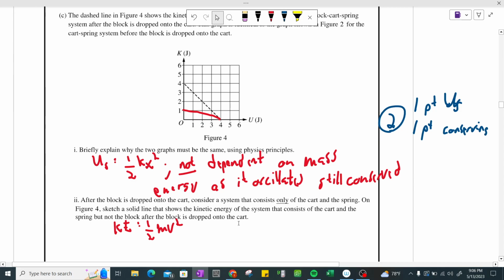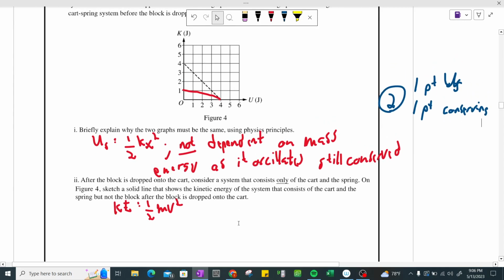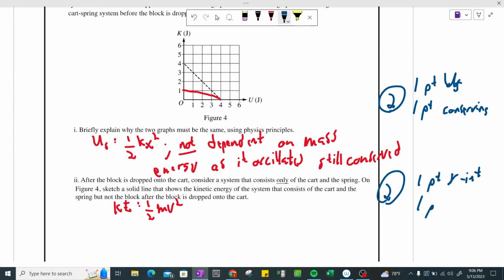The last one, sketch a solid line that shows the kinetic energy of the system. I would bet this is actually going to be 2 points, which sounds like a lot, but we probably have 1 point for the y-intercept and 1 point for a straight line to indicate it's a linear function. It's not going to be a curve or anything. Even though it says solid line, I would imagine I still want to ensure that you actually drew a line that needs to connect the potential at 4 joules to the kinetic at the left.